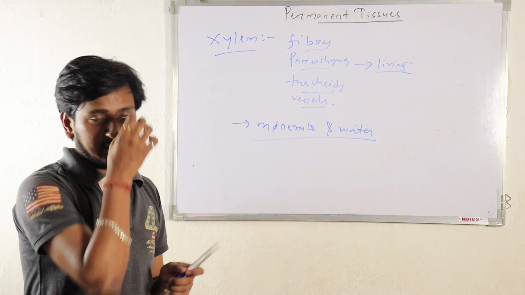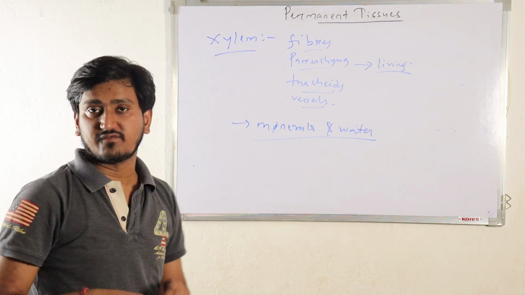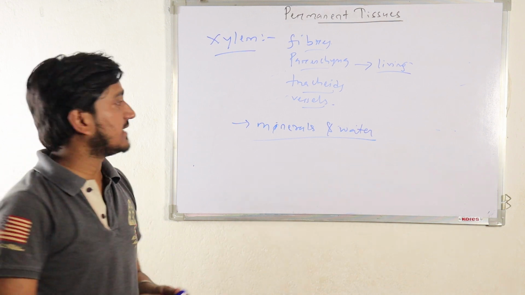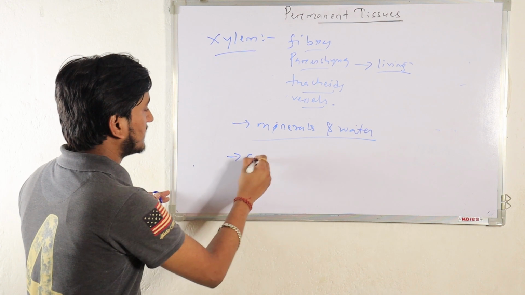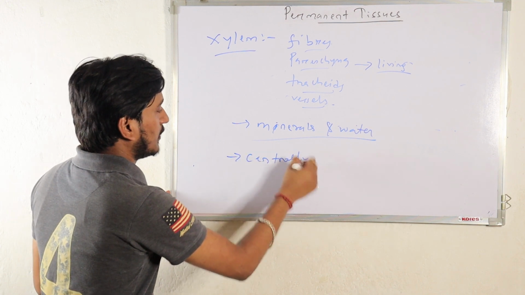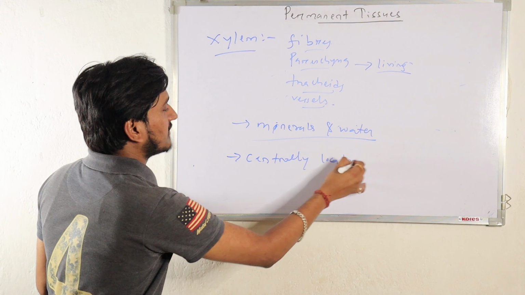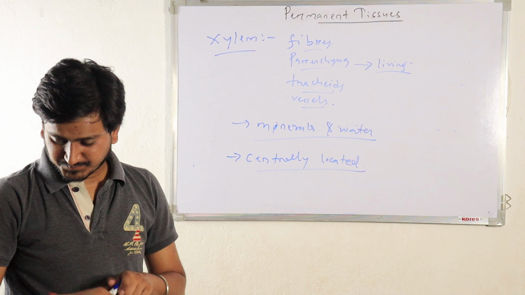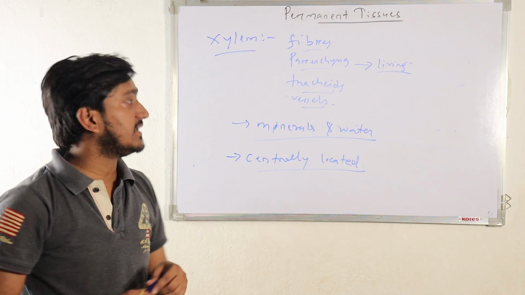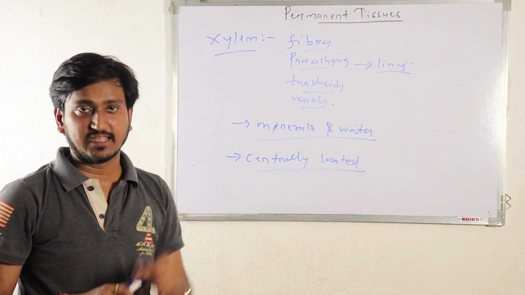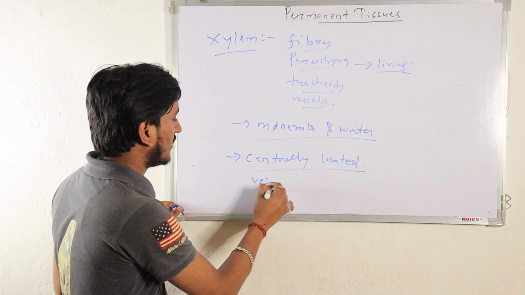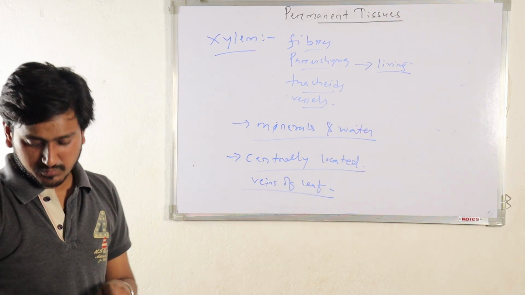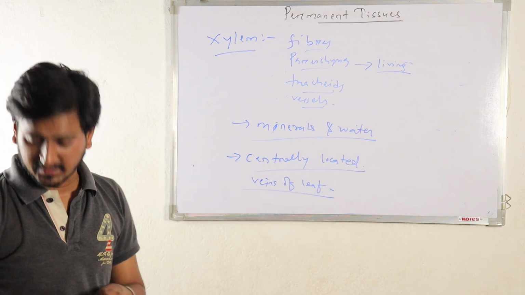Why does the leaf require water and minerals? To carry out its basic function, photosynthesis. As for location, the xylem is centrally located within the plant parts, in the periphery of the pith. They could also be present in the veins of the leaves, because they need to supply water to the leaves. We can see xylem in both these places.